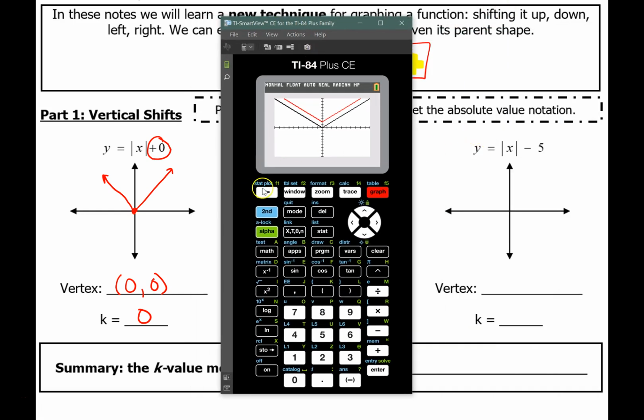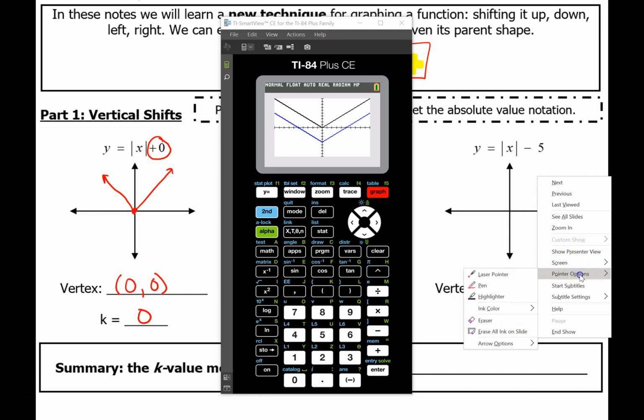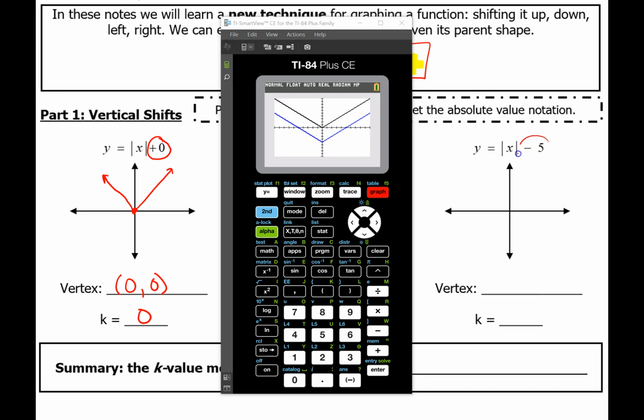Let's look at this guy over here. I am going to hide that red one that we just did so it doesn't confuse us, and I'm going to turn on the absolute value of x minus 5. It's going to graph in blue this time. Okay, so there's my black parent function, and look what happened here. Now our vertex moved down the y-axis, and it looks like 1, 2, 3, 4, 5 units down, which is interesting because over here, look at what the k value is. It's minus 5 on the outside of the absolute value bar. So my vertex is there now. There's my V shape. The vertex now is 0, negative 5. The k value is negative 5.